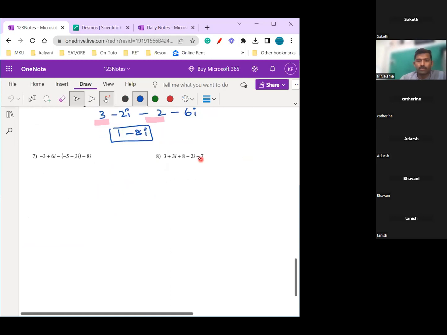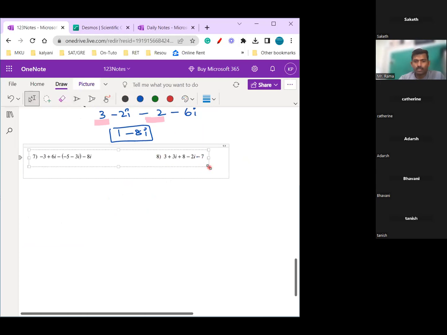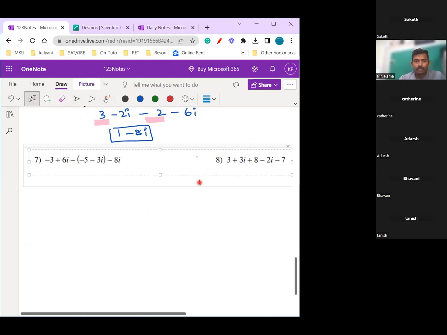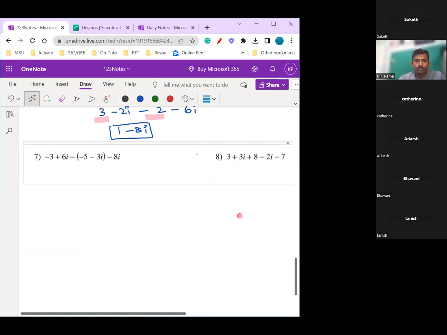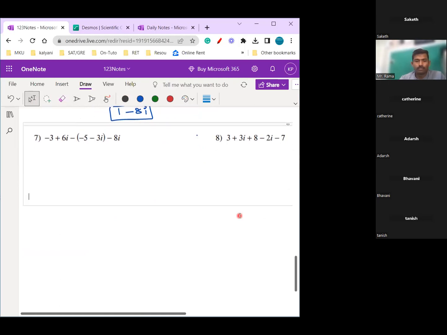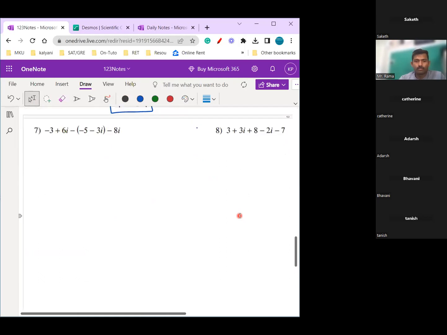Now let's go ahead and simplify the next one. Be careful with those negative signs. Let's give it a try on this one. See what you guys think. Just be careful with the negative signs.